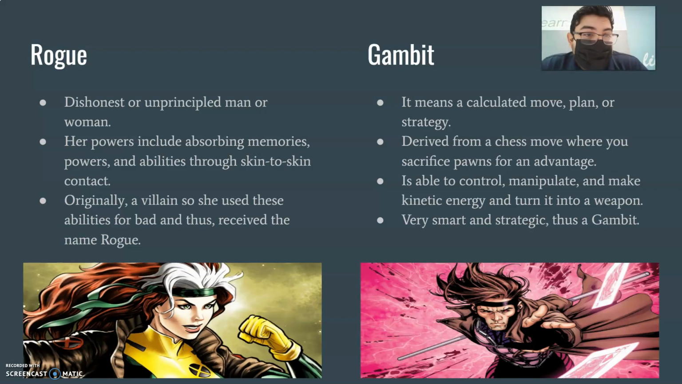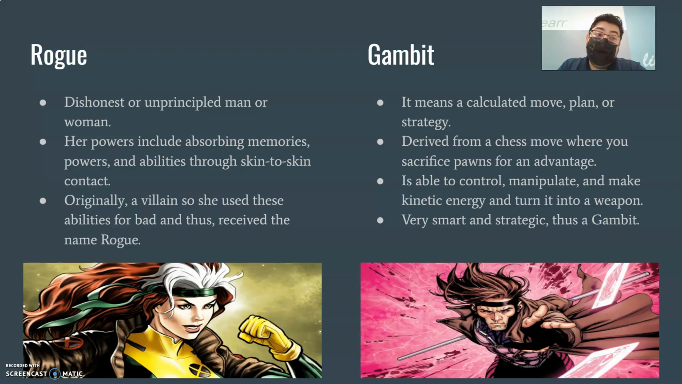Rogue means a dishonest or unprincipled man or woman, so someone without values. The character Rogue's powers include absorbing memories, absorbing powers and abilities by touching them, skin to skin contact. So if you've ever watched the first X-Men, I forget the year, but I think it might have been 2001. So in the movies, when she touches one of the mutants, she steals their powers and it hurts them.